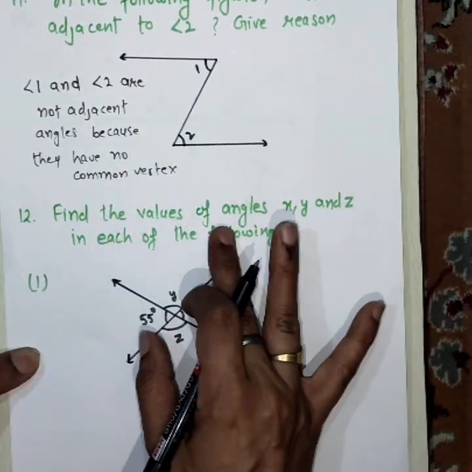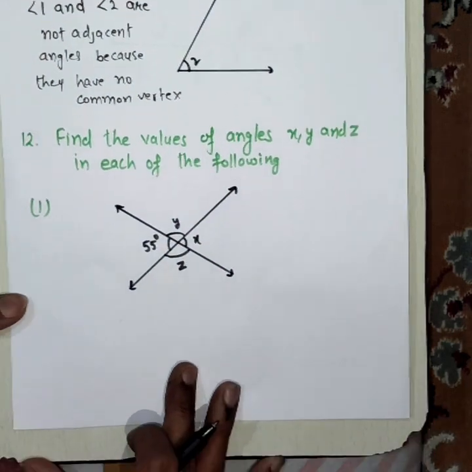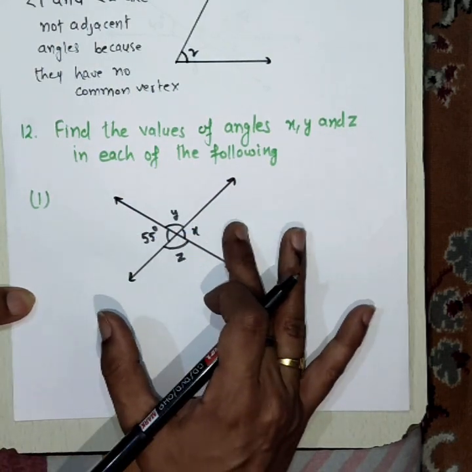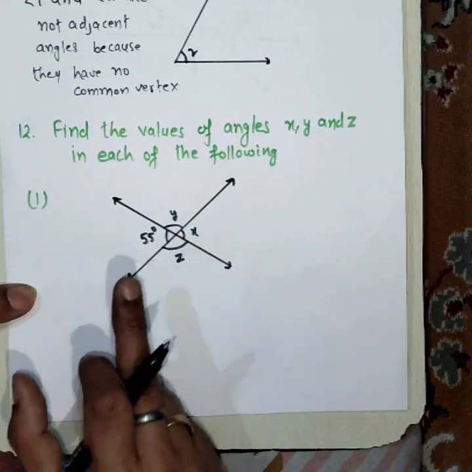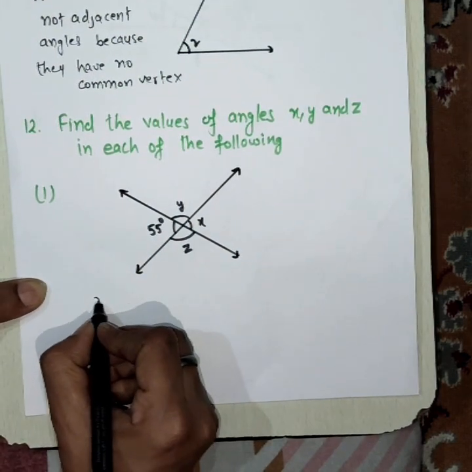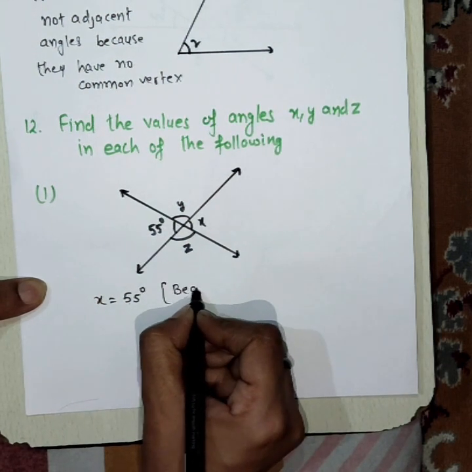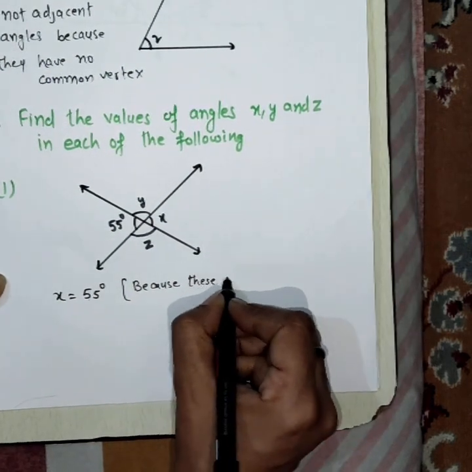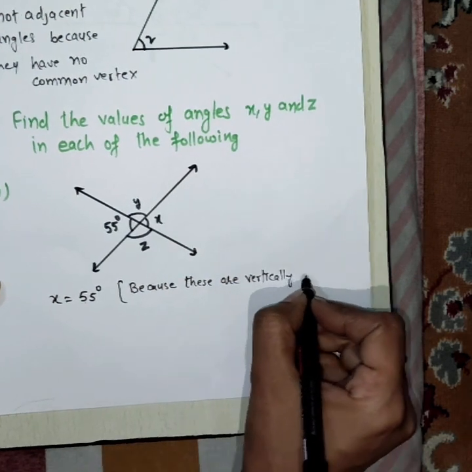Now next is: find the values of angles x, y, z in each of the following. Now check. These are intersecting lines. We know that if the lines are intersecting, then opposite angles are equal. Here opposite angles are y and z, x and 55 degrees. So x is equal to 55 degrees because these are vertically opposite angles.